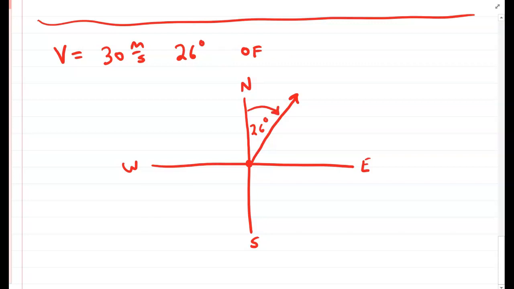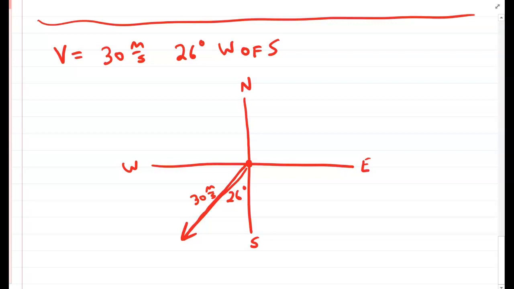What if it was west of south? Well, we'd go this way. This would be 26 degrees. And this would be labeled 30 meters per second. See, the magnitude is 30 meters per second. The 26 degrees is helping you identify the direction.